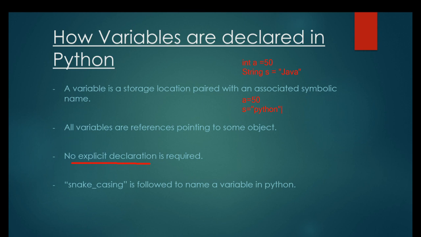Now coming to the naming convention, we follow snake casing while naming a variable in Python. Snake casing is formed by combining different words separated by an underscore. For example, if I want to declare a variable sum of numbers using snake casing, I will separate the respective words with underscores, so it will look something like this: sum_of_numbers. So this is snake casing.